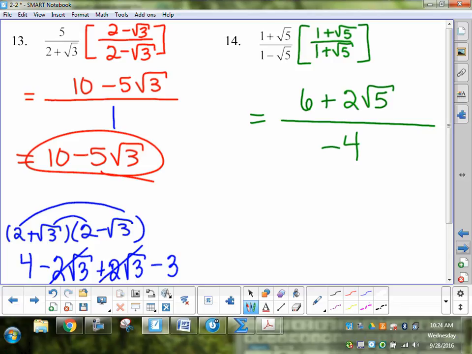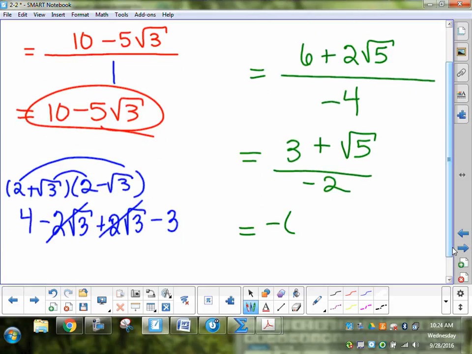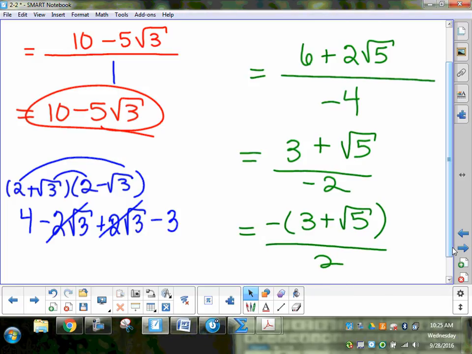Now, when we get to here, why wouldn't you give that as your final? What do they all share as a coefficient? 2. So you can give this as 3 plus root 5 over negative 2. But who likes a negative in the denominator? So this would be, let's bring it up to the numerator, negative of 3 plus root 5 over a positive 2. All of those are acceptable, alternate, but equivalent answers.